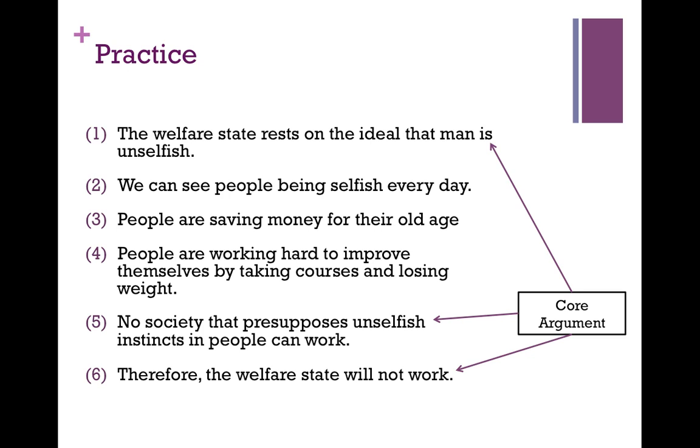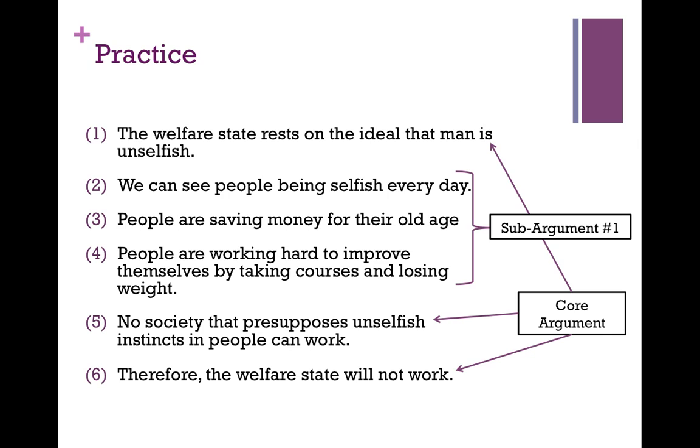We see people being selfish every day. People are saving money for their old age. People are working hard to improve themselves by taking courses and losing weight. It seems like there's a sub-argument going on right here. This is a separate argument. And I want to suggest to you that 2 is really the conclusion. What the person is trying to establish in this sub-argument is that people are selfish. And why are people selfish? Well, we see them saving money for their old age. We see people working hard to improve themselves, right? And 3 and 4 are really giving us reasons to think that 2 is true.